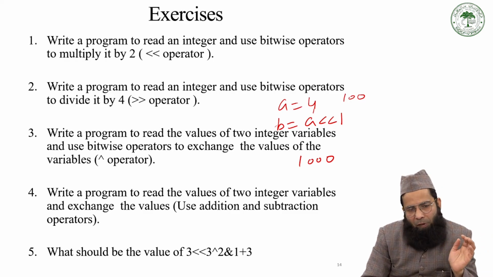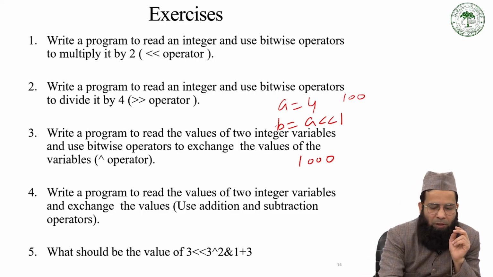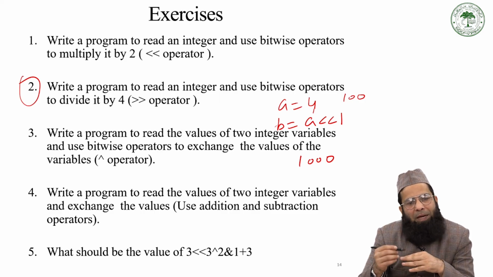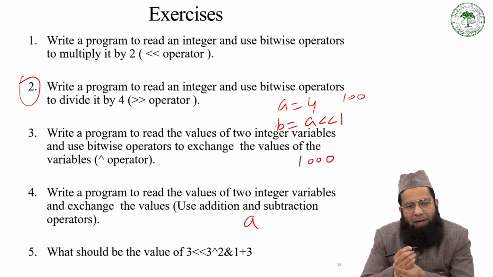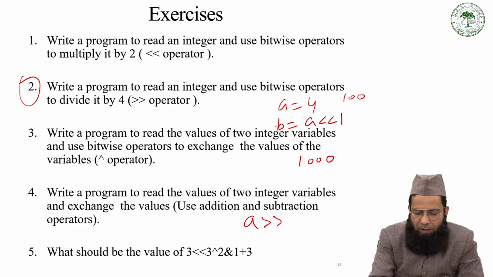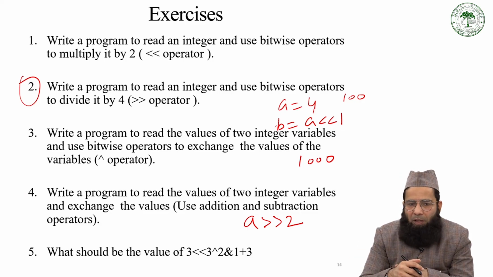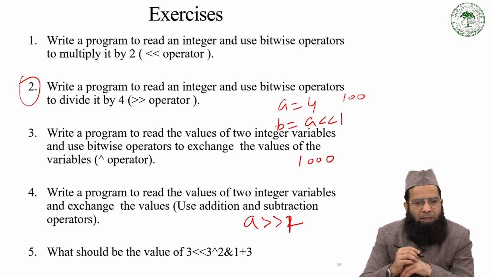Similarly, if you perform a right shift one time, it actually divides by 2. In question number 2, write a program to read an integer and use a bitwise operator to divide it by 4. Suppose the number is a and you need to divide it by 4. I will write a right shift with 2, so I will get division by 4. If I need to divide by 2, then I will use 1 only.